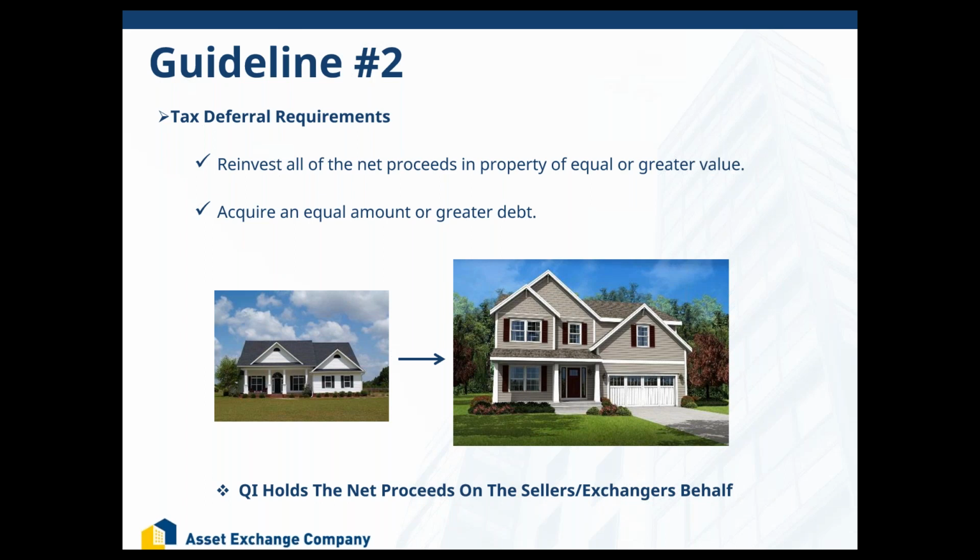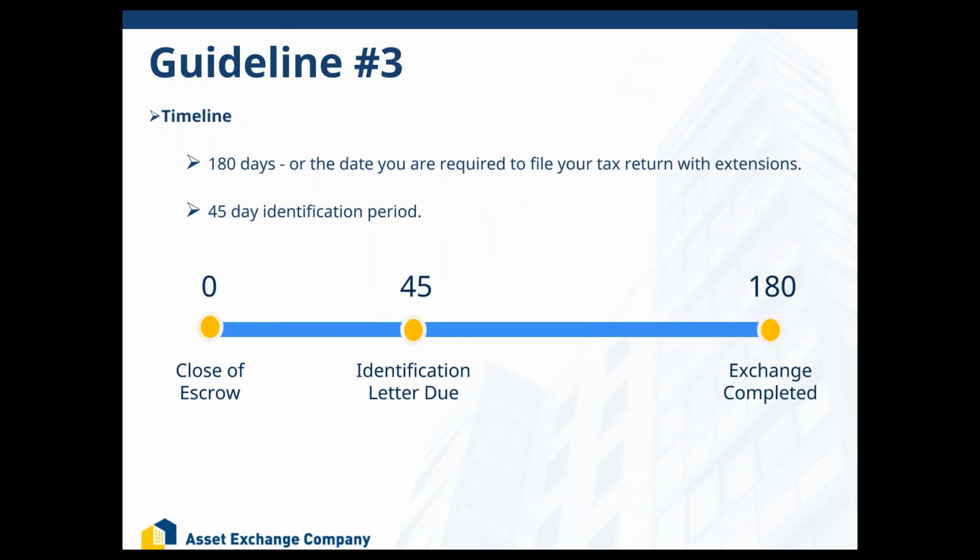Okay, if you need to or you want to get a loan to help you purchase the replacement properties, you always have that option. Okay, now, guideline number 3, there's some timelines everybody needs to be aware of. From when you sell your relinquished property, you're going to have 180 calendar days to purchase any replacement property or properties, right?